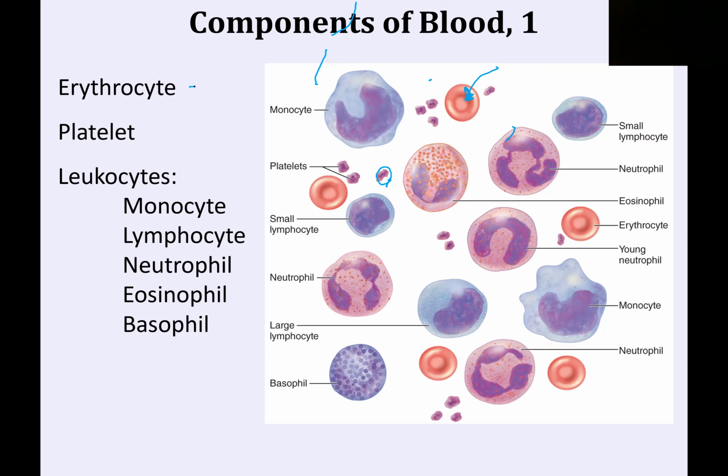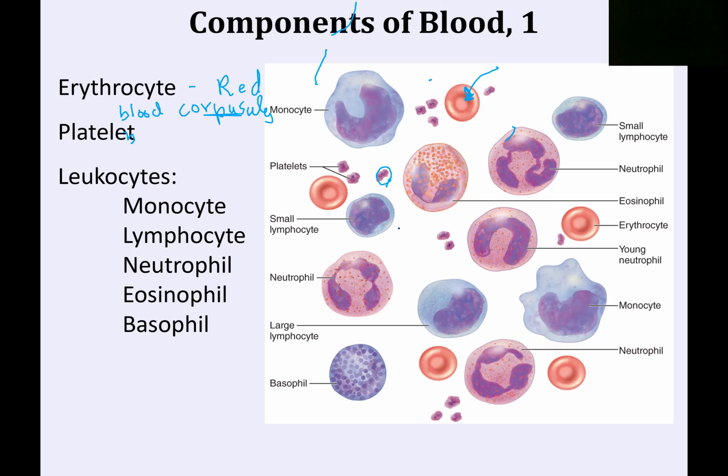Erythrocytes are red blood corpuscles. Okay, most people refer to them as red blood cells. That's a misnomer. It's just because most people are lazy. The erythrocyte does not have a nucleus in circulating blood.